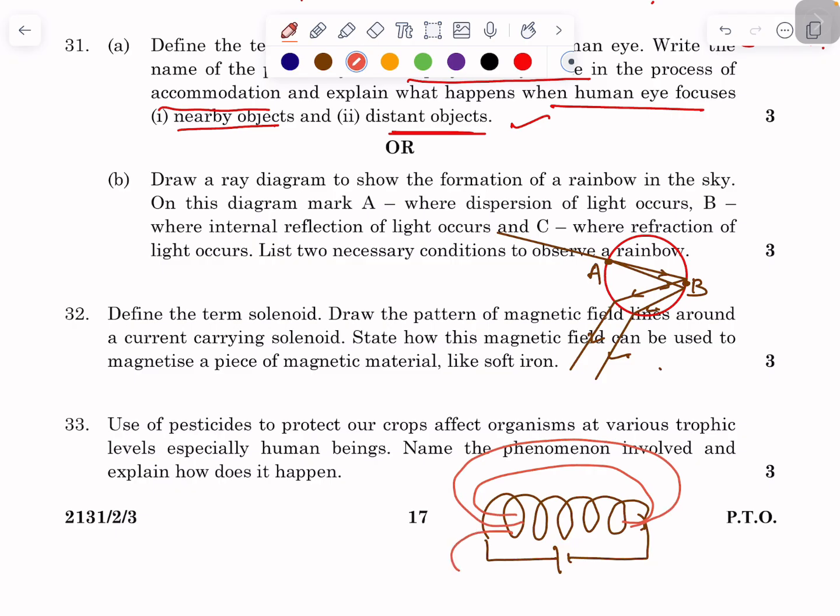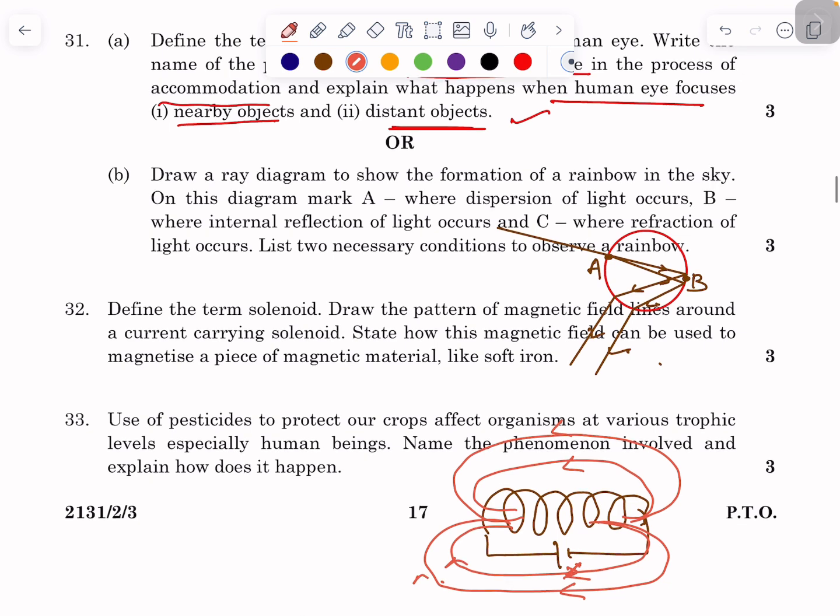Then the next field like this, you put the arrow marks from north direction to south direction. Okay, so north direction to south direction. You have to draw a solenoid like this.